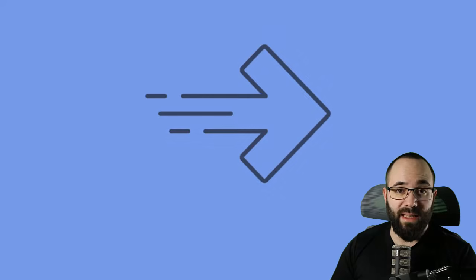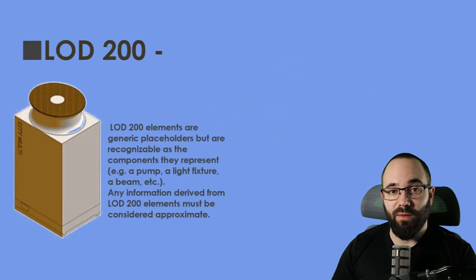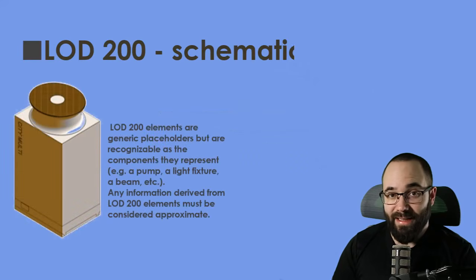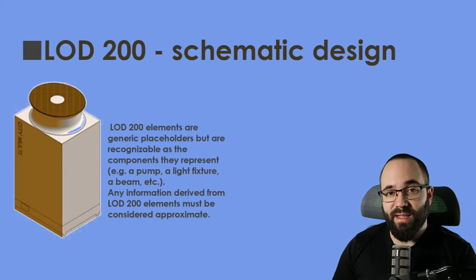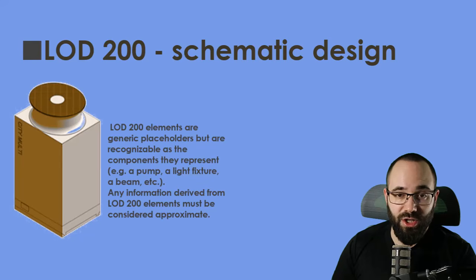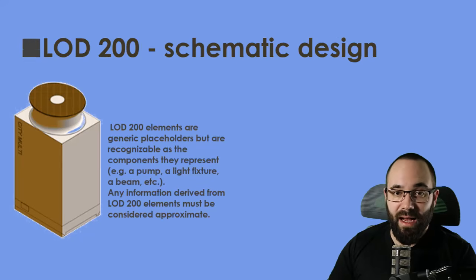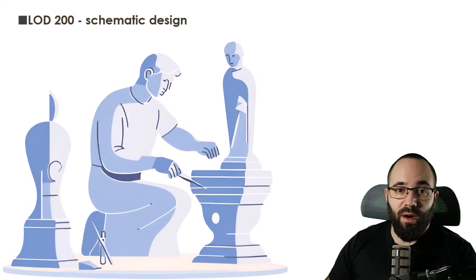Now let's move to the second level, which is LOD 200, or Schematic Design. The model becomes more refined, incorporating approximate quantities, sizes, shapes, and locations of elements. It helps analyze spatial relationships and early design concepts. So here we are first refining shapes and quantities.